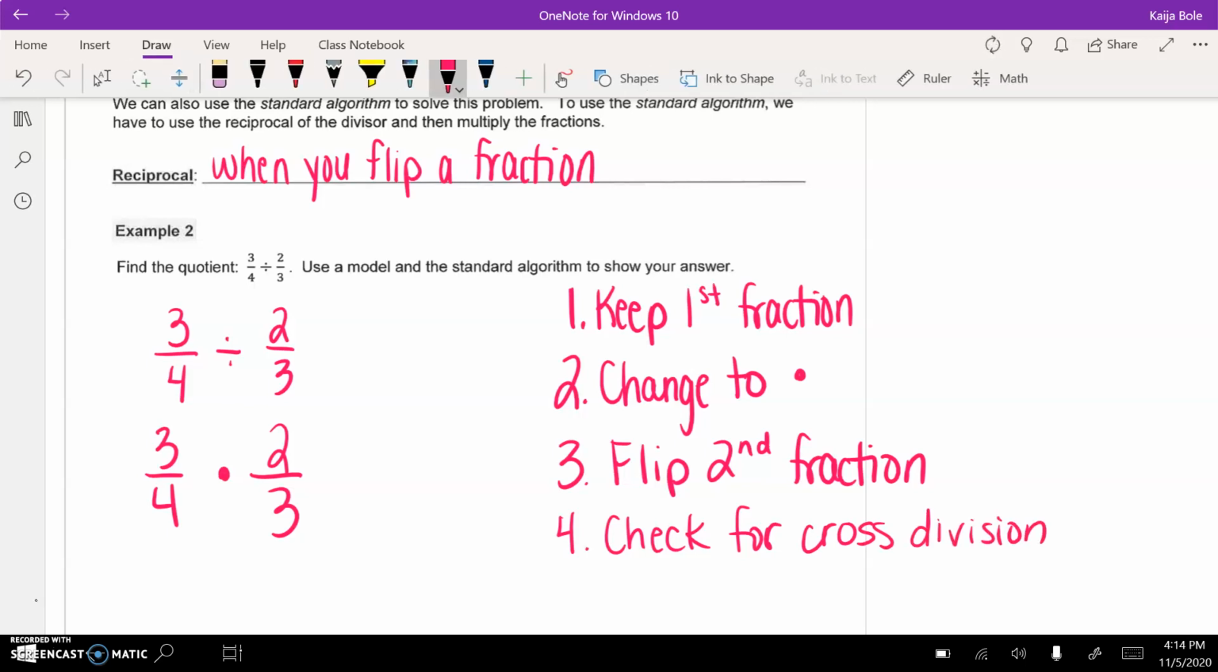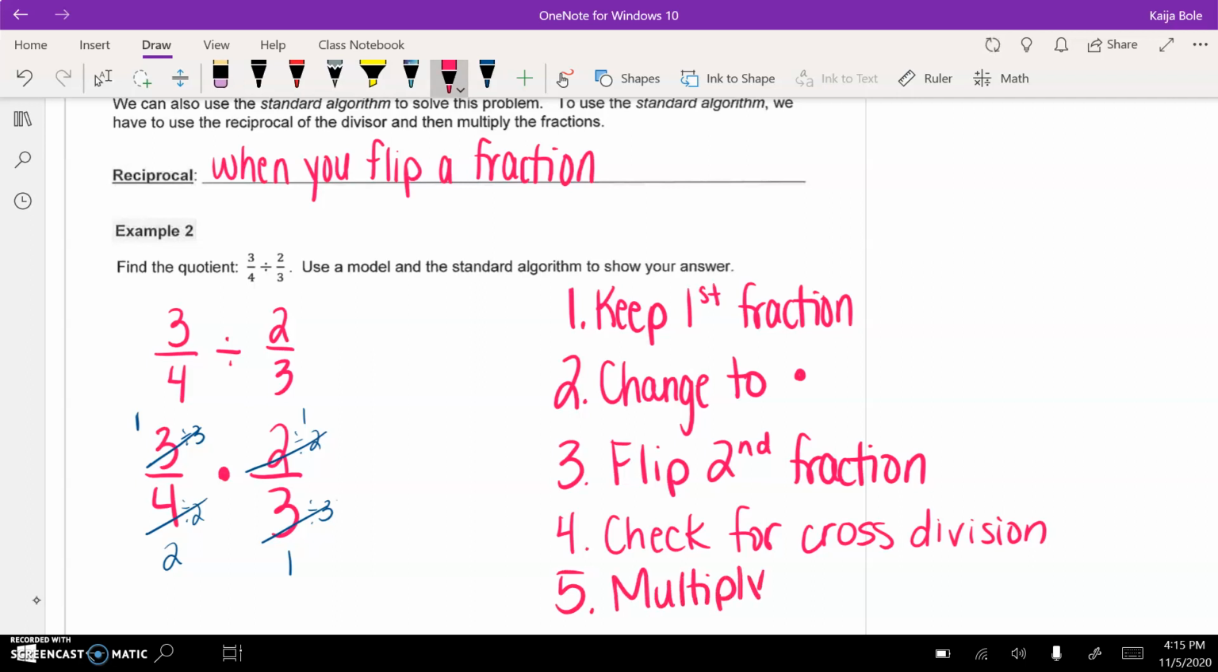So here I can cross divide. I can divide these by 2. So this would become a 1. This would become a 2. I could divide both of these by 3. This would become a 1. This would become a 1. And then my fourth step is to multiply. Oops, fourth step, multiply across. My fifth step, sorry.